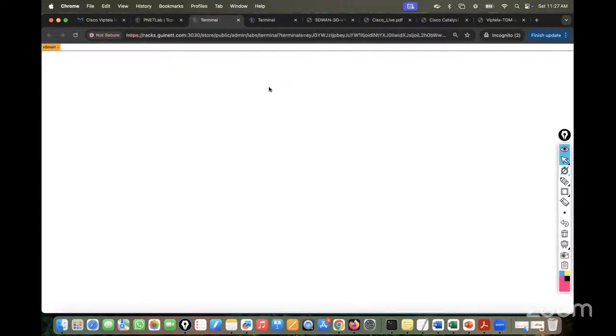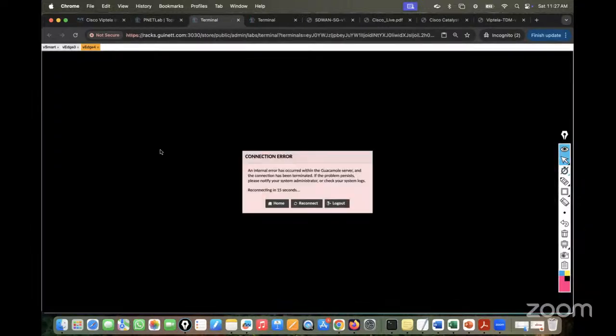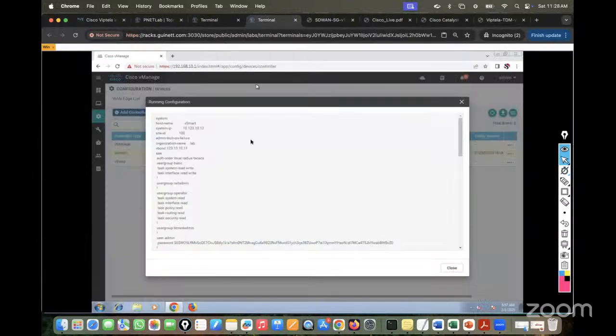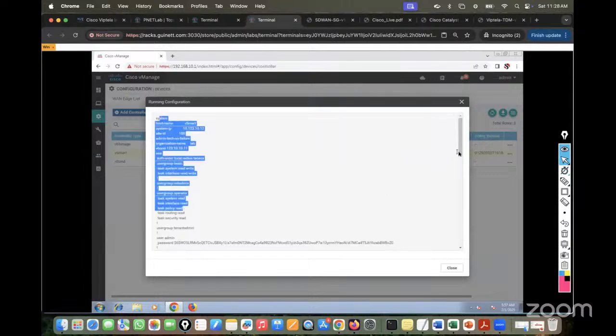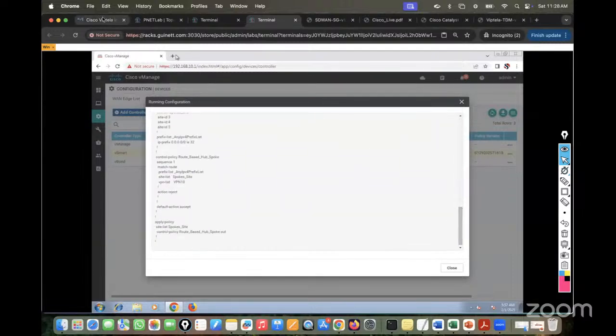Now it's fine. Let me quickly log in. Let me open 2 branch locations as well, and log into these as well. Okay. If I go to this particular router, you can see this is the configuration of the vSmart. You guys still don't know how this configuration is to be read or how it is configured, so just ignore it. But let me explain the logic.